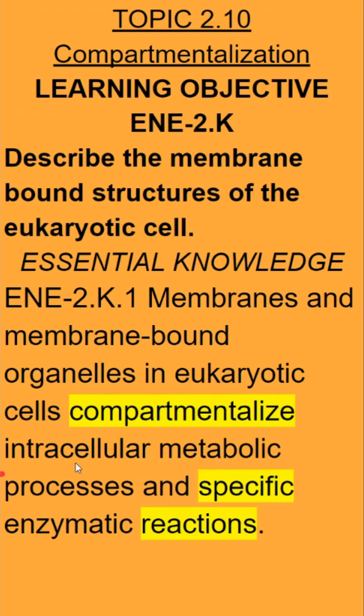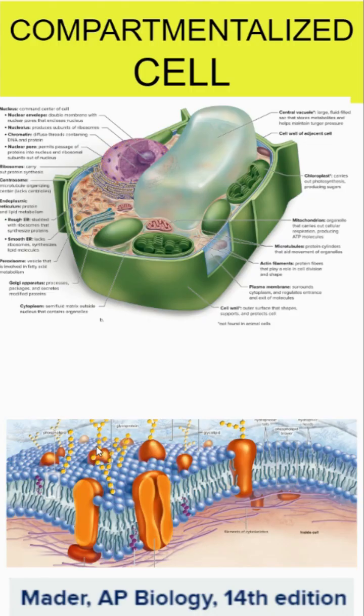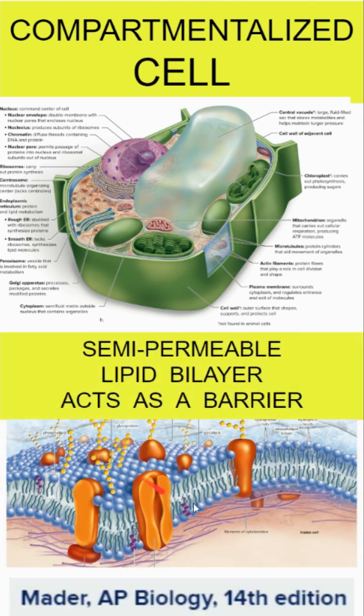Compartments help specific reactions happen and minimize competing interactions. So when we look at our compartmentalized cell, we understand that the semi-permeable lipid bilayer acts as a barrier. Most of the time, we're thinking about these phospholipids only in the outer cell membrane, but the thing about eukaryotes is that there are membranes acting as barriers within each compartment of the cell.